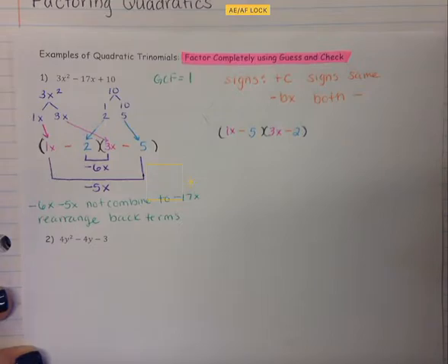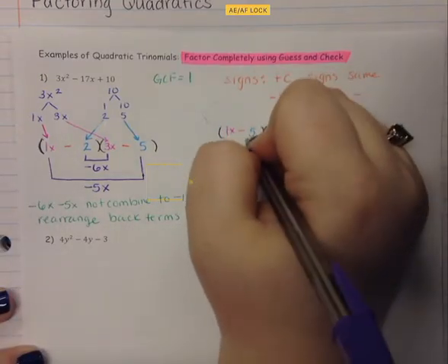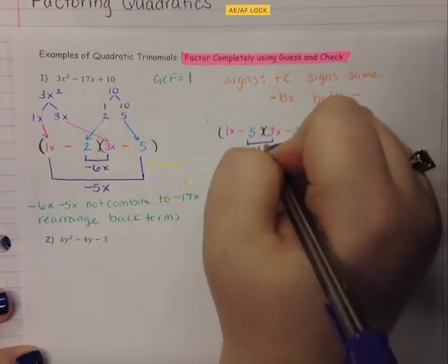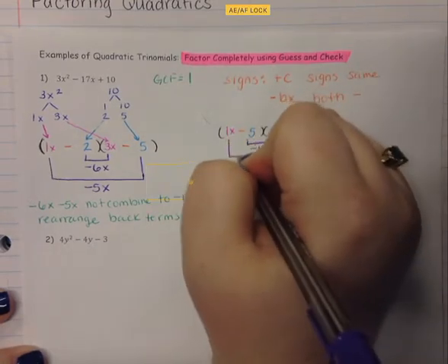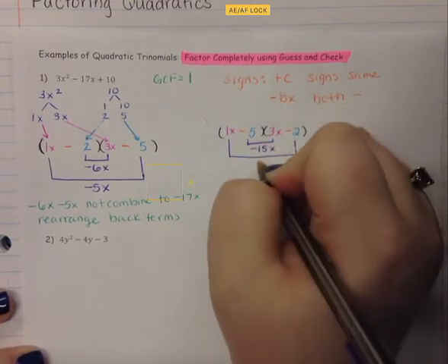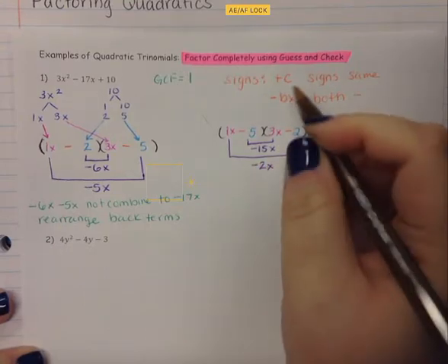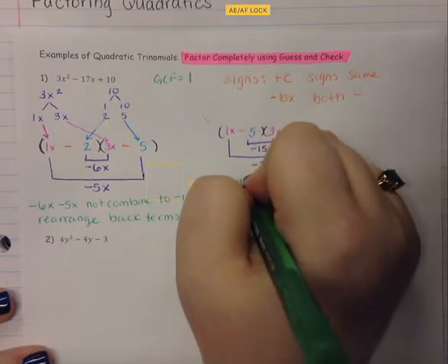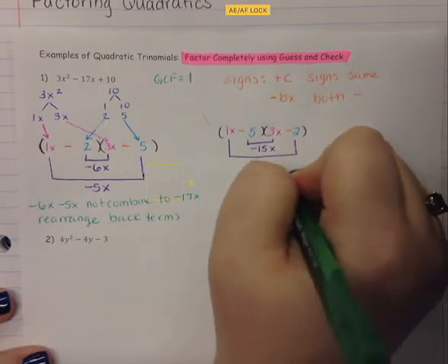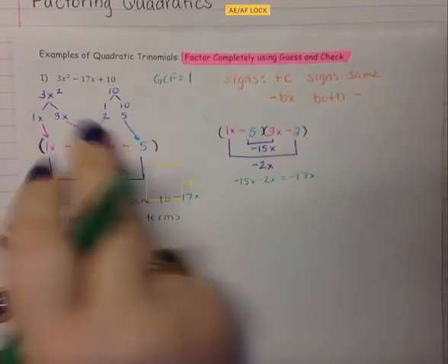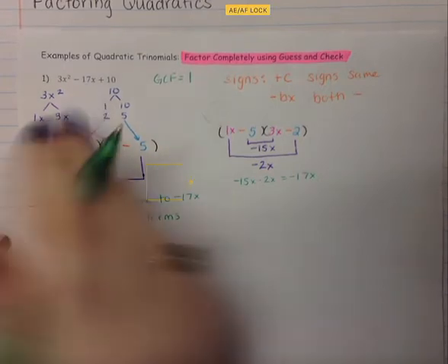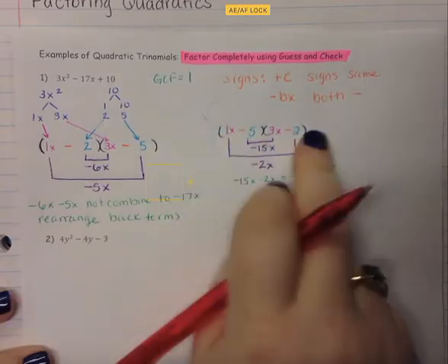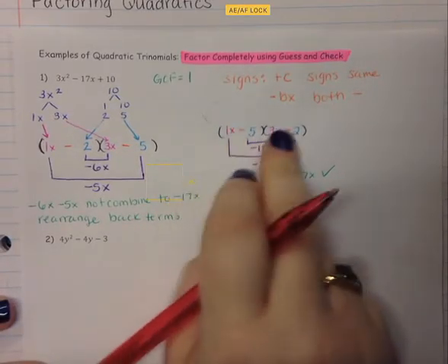So now I can recheck. So my inside, negative 5 times 3x is negative 15x. And then outside is 1x times negative 2 is negative 2x. These, negative 15x minus 2x equals negative 17x, which is the middle term, which is what we want. That means that these were the correct guess and checks. So this was the correct guess.